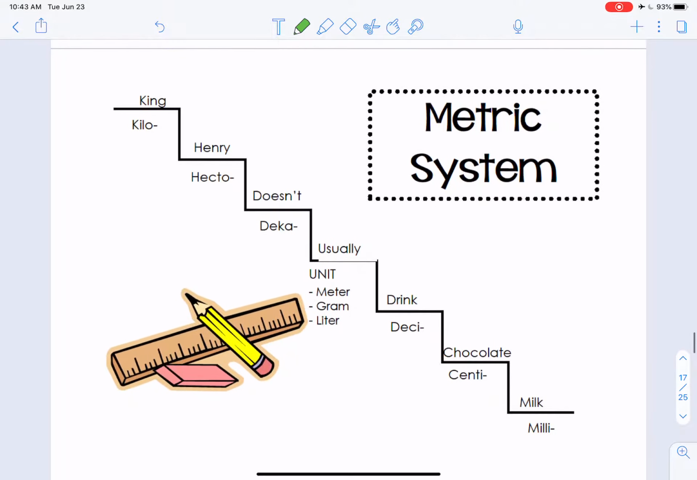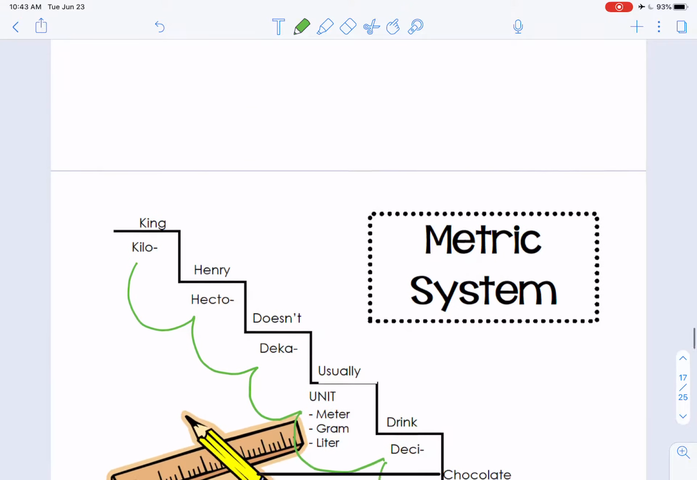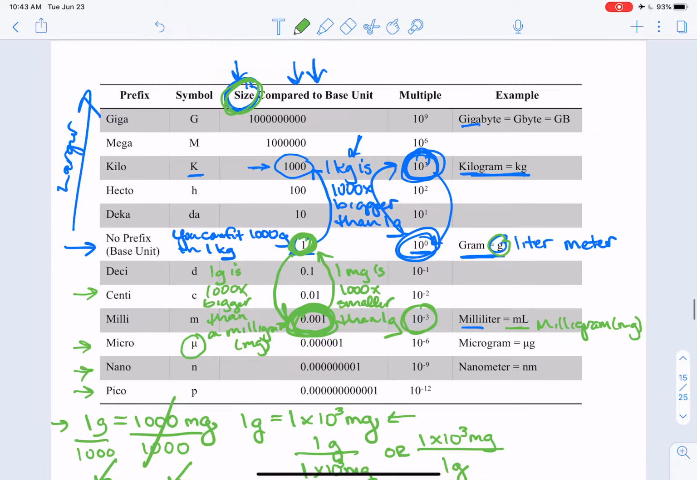Here is a handy dandy little picture showing you how to memorize the different prefixes. So King Henry doesn't usually drink chocolate milk. It's showing you kilo, hecto, deca, and then just your base unit there. And deci, centi, milli. And that is kilo through milli right there. We don't use hecto or deca very often, but they're there if you want to use them.